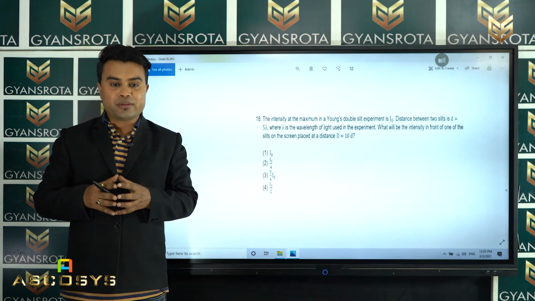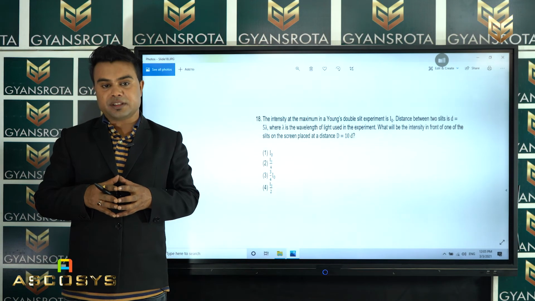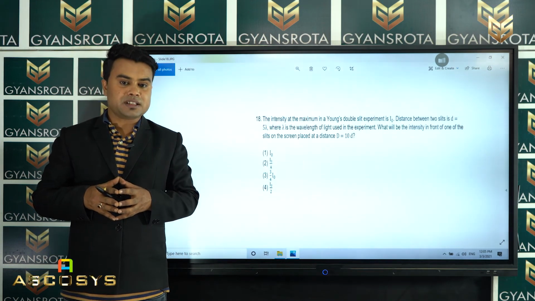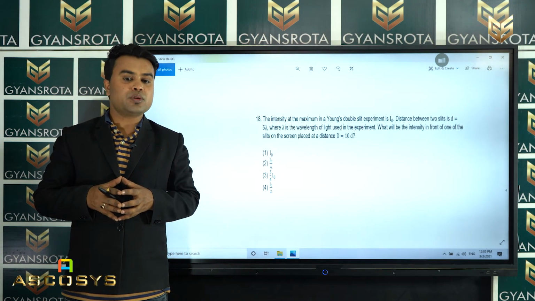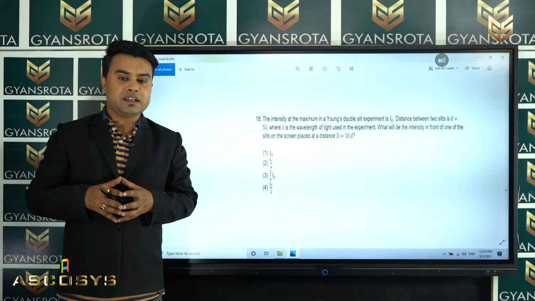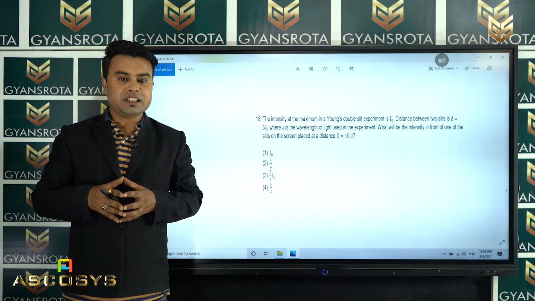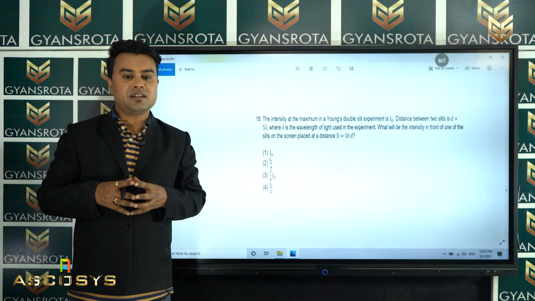This is a question from the chapter wave optics. First you will calculate the path difference. The path difference is given in the question: delta x will be equal to d y by capital D. So d y by D is the path difference.